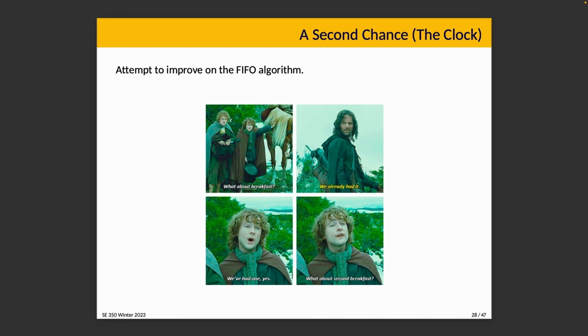And what we're going to talk about is a second chance algorithm. It's going to improve on first in, first out, but we will give a page another chance. If it gets selected, it can stave off its dark fate for just a little bit longer. I don't think he knows about second breakfast or elevenses.